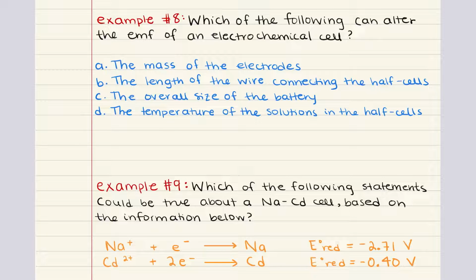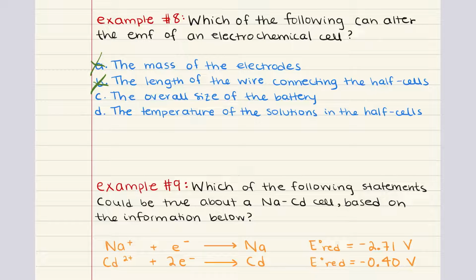Option A says the mass of the electrodes. This option is incorrect because the mass does not affect the EMF. The EMF is determined by the nature of the redox reactions and their reduction potentials, and not by the amount of electrode material that's present. So A is not true. Option B says the length of the wire connecting the half cells. This option is also incorrect because the length of the wire affects resistance and current, but not the electromotive force. So B is not true.